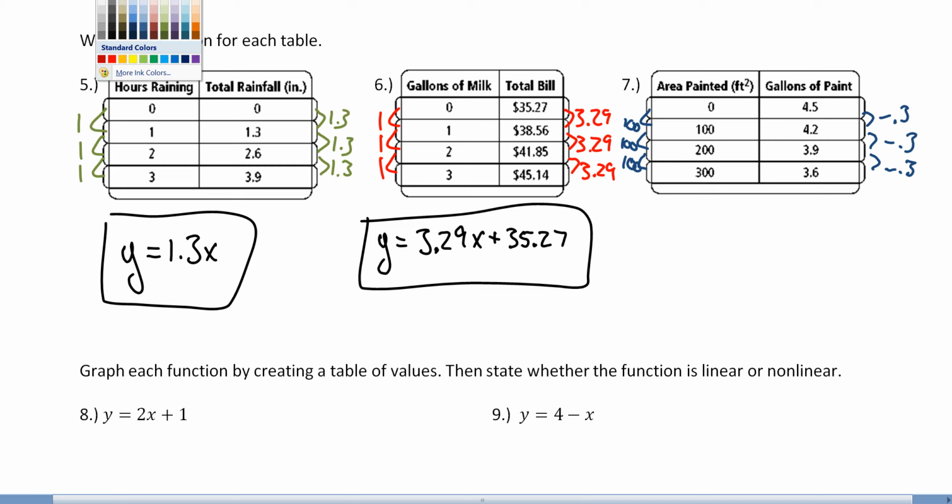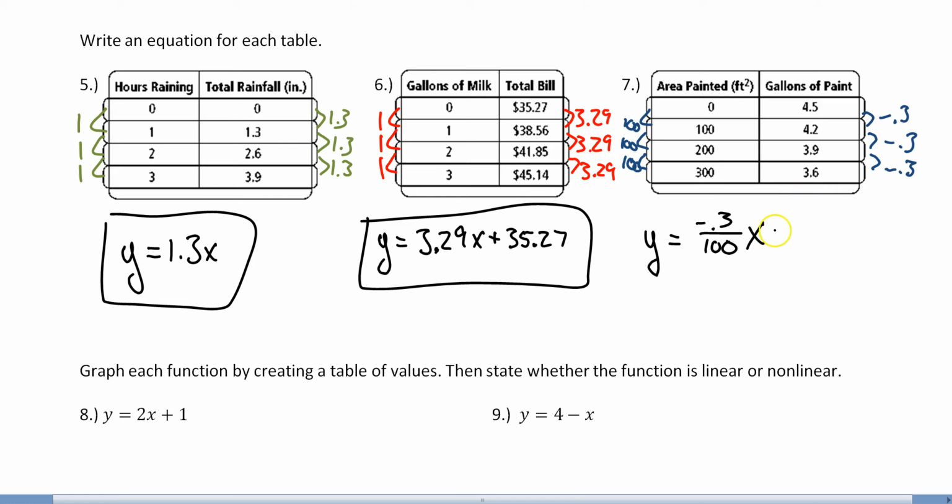But the thing that this changes is, what am I actually multiplying by? Because again, when you look at these first two, this is 1.3 for every 1x. This is 3.29 for every 1x. This is negative 0.3 for every 100x because that's how they're increasing. So when you do this, it's going to be y equals negative 0.3 per 100 x's. Okay, and that's how we have to express it. That's what we're going to multiply by the x value if we wanted to find all those values that were in between. And then once again, we're going to add the thing that was paired up with 0, the 4.5.